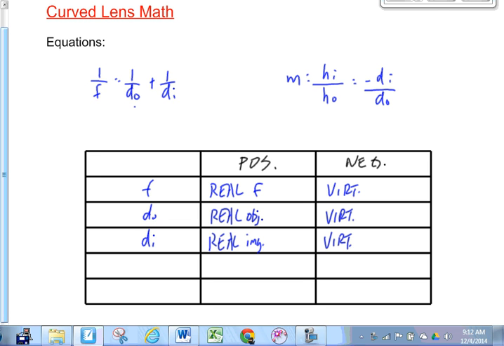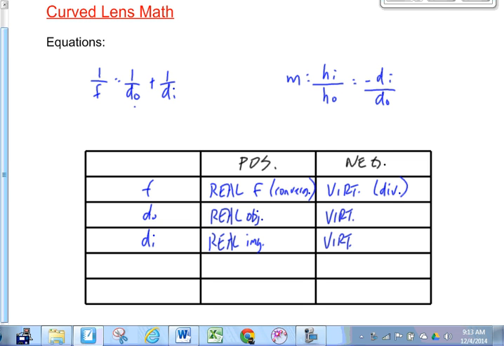Think about what that might mean, a real focal point. When is a focal point real as opposed to not real? Yeah, when you have a converging lens, rays of light really converge at the focal point. Okay, that's going to be a real focal point. In other words, when you have a converging lens or a convex lens, you have a real focal point. You have a virtual focal point or a negative focal point when you have a diverging lens or a concave lens.